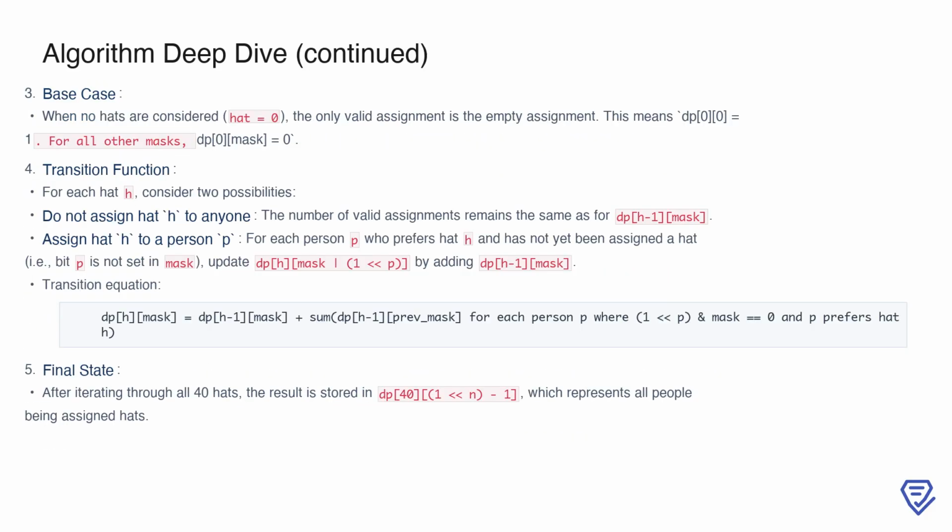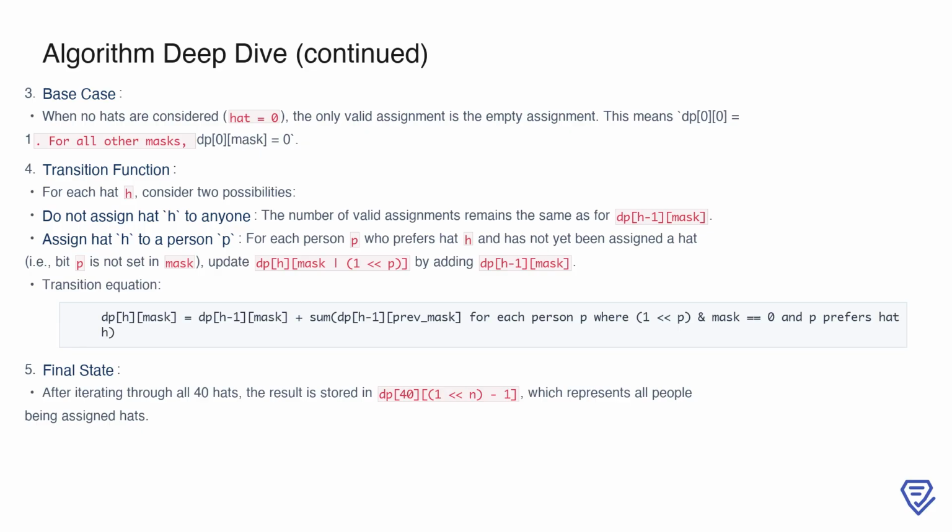The first step in building the DP solution is to define the base case. When no hats are considered, meaning hat equals 0, the only valid assignment is the empty assignment. This means DP[0][0] equals 1, and for all other masks, DP[0][mask] equals 0. From here, we define the transition function.